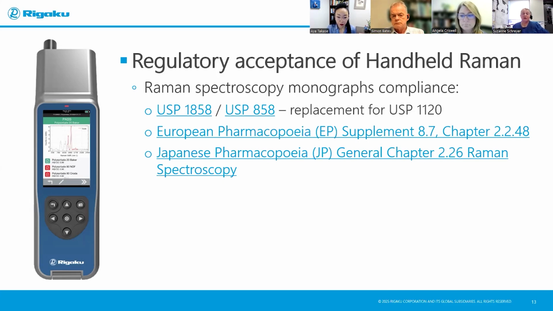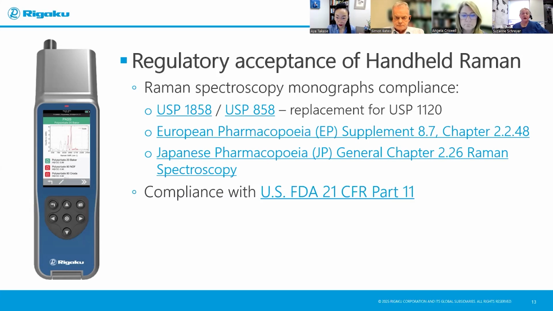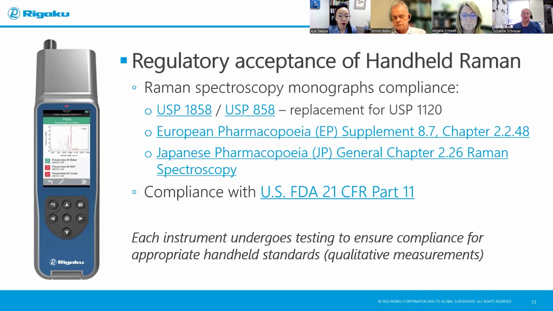And what you'll see is when we set up the instrument, we usually come in and make sure that we're compliant with all of these by doing an IQ, OQ, PQ, and we'll also check that you're compliant with the 21 CFR Part 11, which is the data integrity compliance. Okay, so we'll make sure that every instrument will undergo the complete testing to find out that they are compliant with all of these monographs.